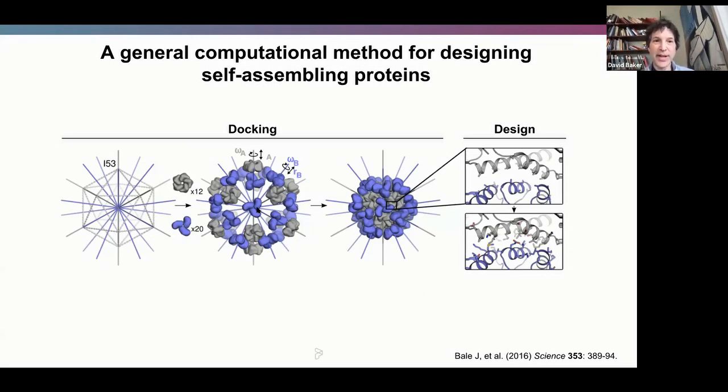For example, in this case, an icosahedron, which has 5-fold and 3-fold symmetry axes, we place protein homoligomers with 5- and 3-fold symmetry on those symmetry axes, and we can move them in and out and rotate them, and then we design interfaces between them.